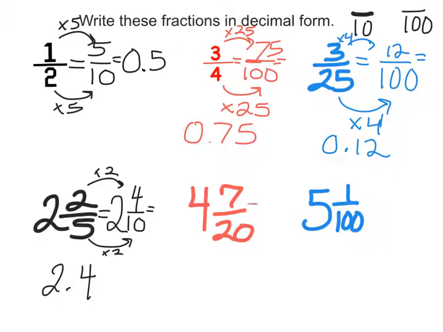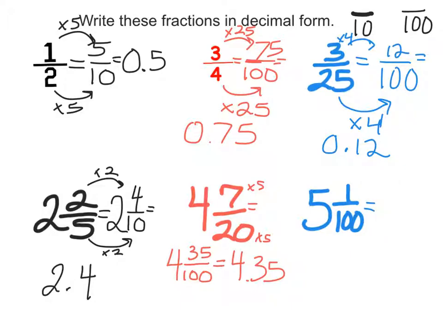All right, let's check out this mixed number, 4 and 7/20. Okay, our 4 wholes is going to stay the same, but our 20ths needs to be changed into hundredths. So that was times 5, and what we do to the bottom, we have to do to the top. So that would be 35 hundredths. 4 and 35 hundredths.